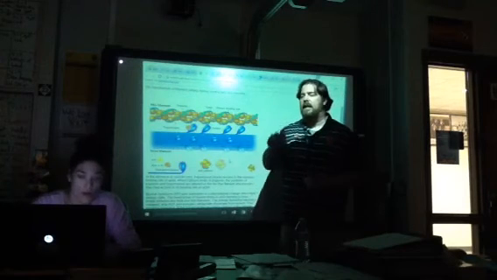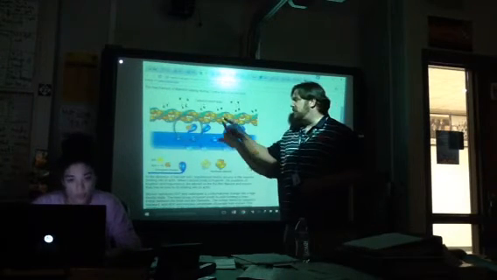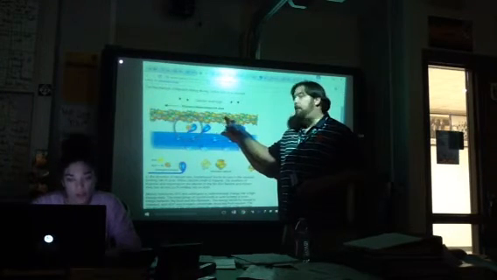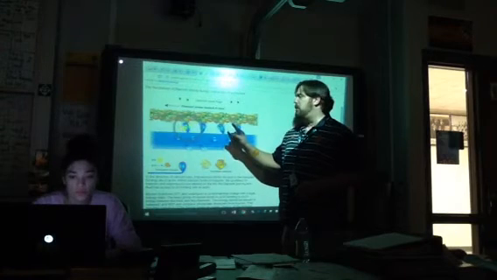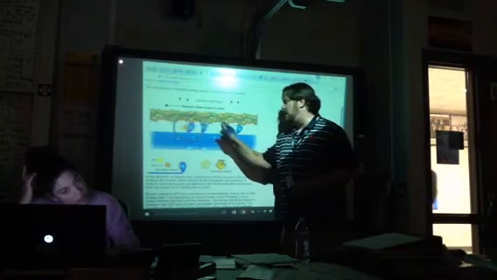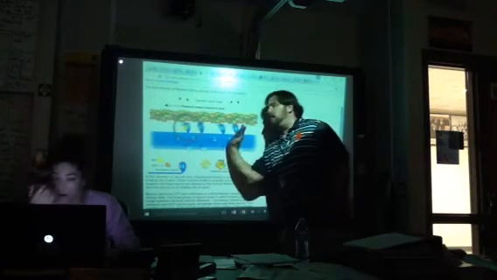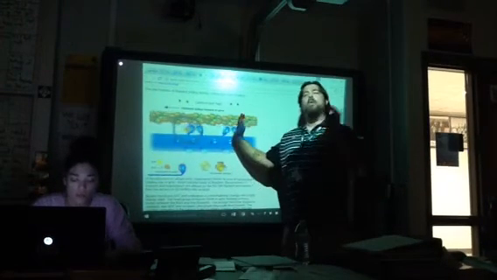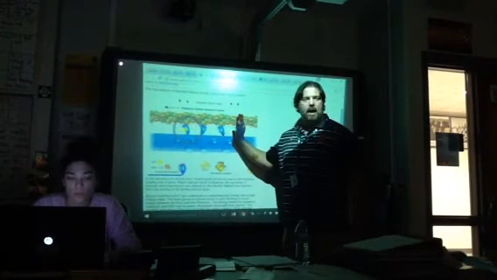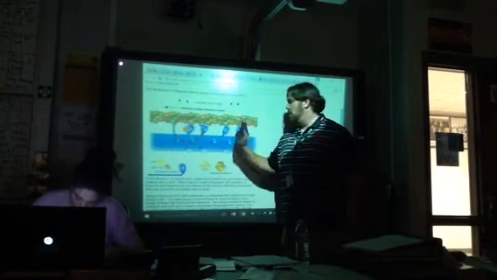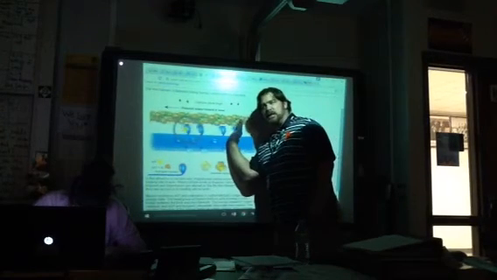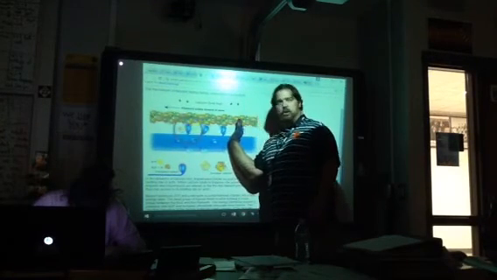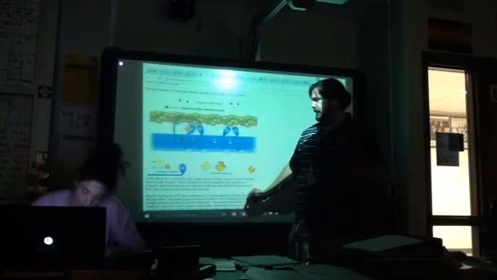I want to make it contract again. Add calcium. Calcium attaches to the what? Troponin portion of the troponin tropomyosin complex, exposing the binding sites for the myosin heads to attach to. When they attach, it's called something. Get this written down. Cross bridge. When a myosin head attaches, it's called a what? Cross bridge.